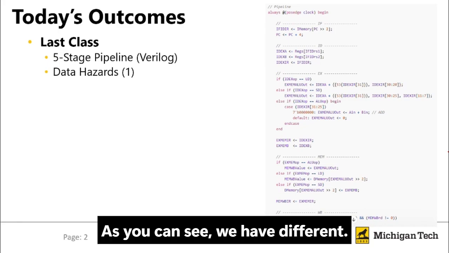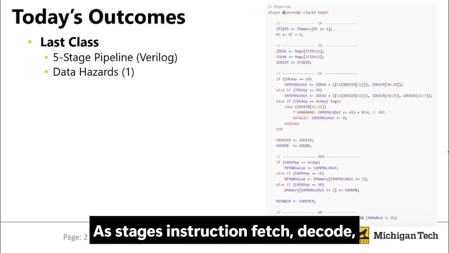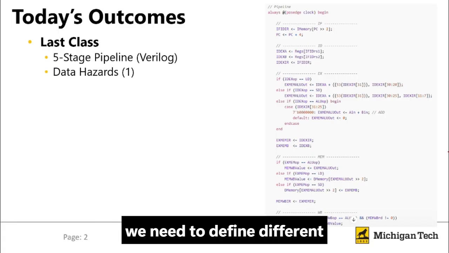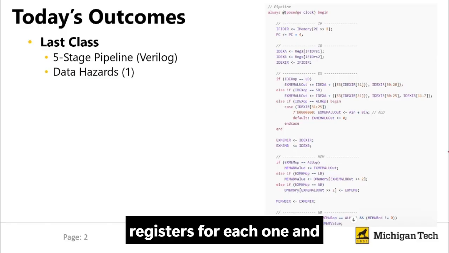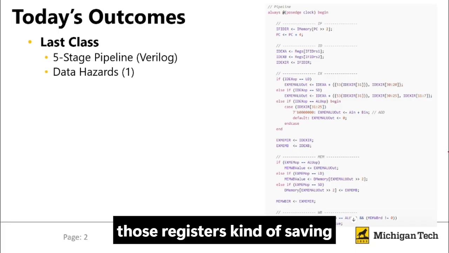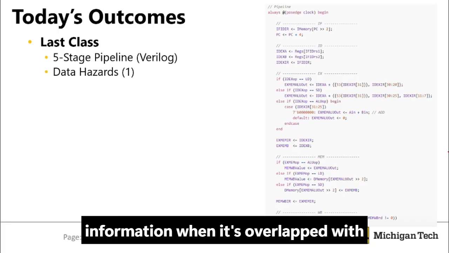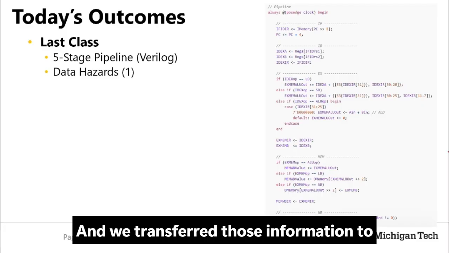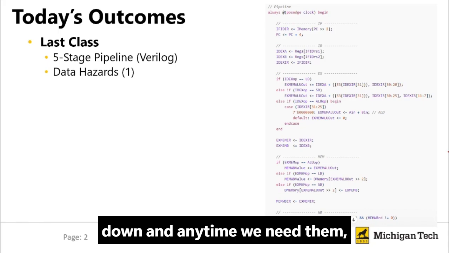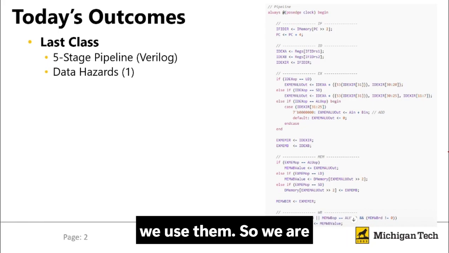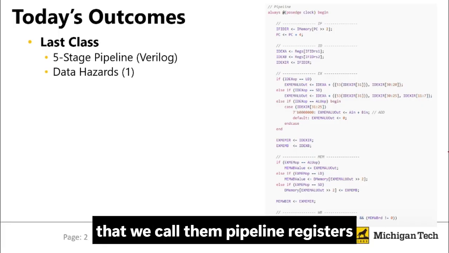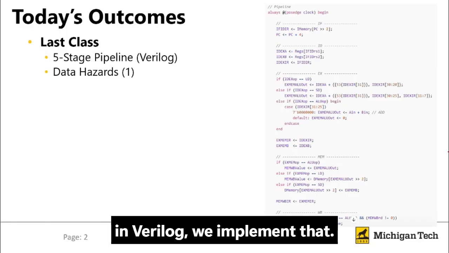As you can see, we have different stages: instruction fetch, decode, execute, memory, and write back. We need to define different registers for each one, and those registers kind of save information when it overlaps with the other instruction, not bother, and we transfer that information down, and anytime we need it, we use it. So we are kind of simulating those big registers that we call pipeline registers in Verilog. We implement that.